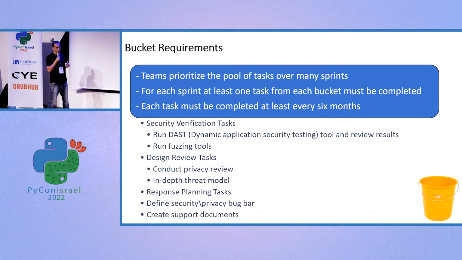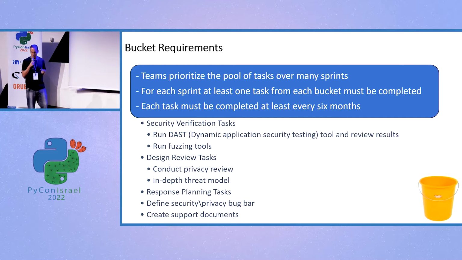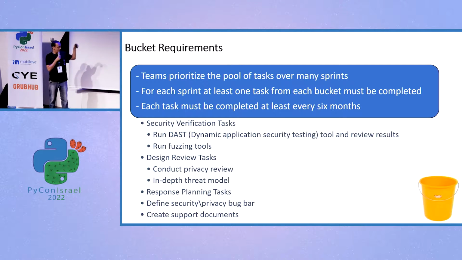And for example, you can run DAST. DAST is Dynamic Application Security Testing. This is a tool that scans your running code. For example, if it's a web server, a web API, you deploy it and you scan this API. And there are other design review tasks, etc.